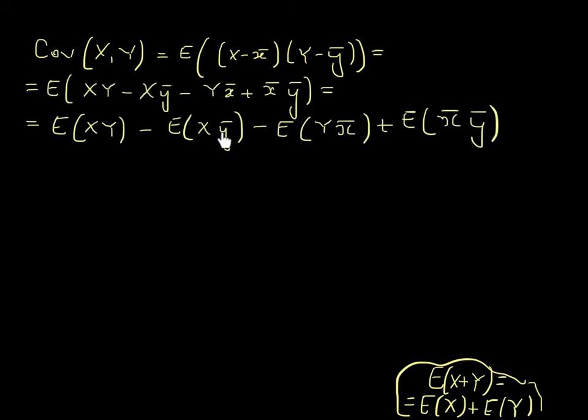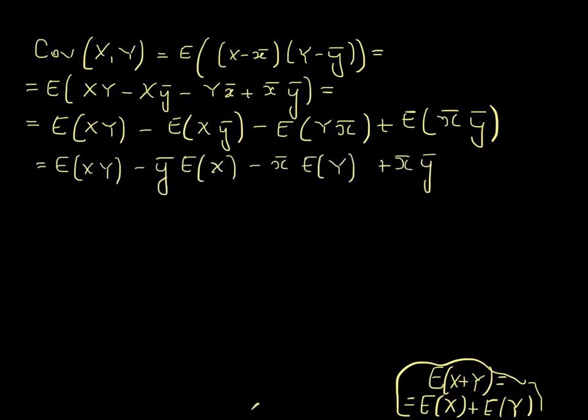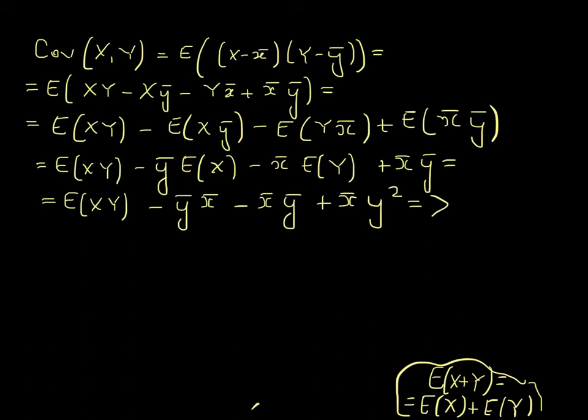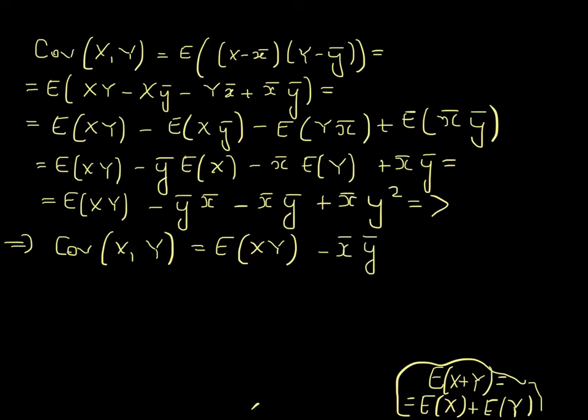Next, we can use the fact that the mean value of y is a constant, so it will go in front of the expected value, and the expected value of a constant is the constant itself. And let us remember that the expected value of x is denoted by x bar, and the expected value of y is denoted by y bar. So we obtained that the covariance of xy is the expected value of xy minus the expected value of x times the expected value of y.